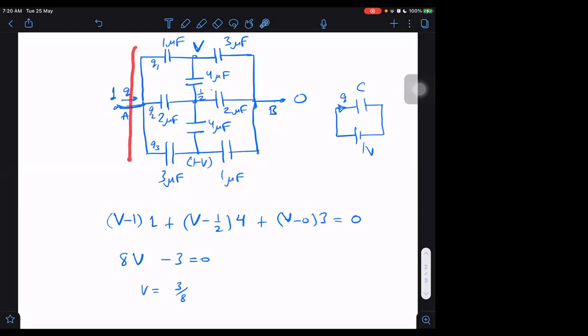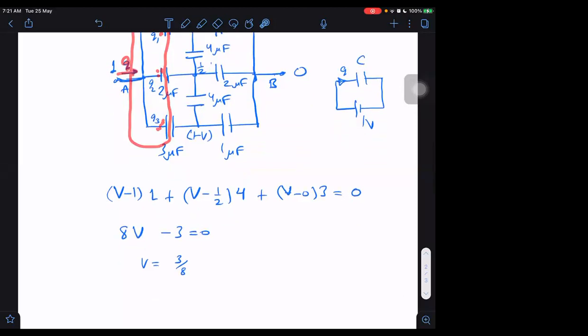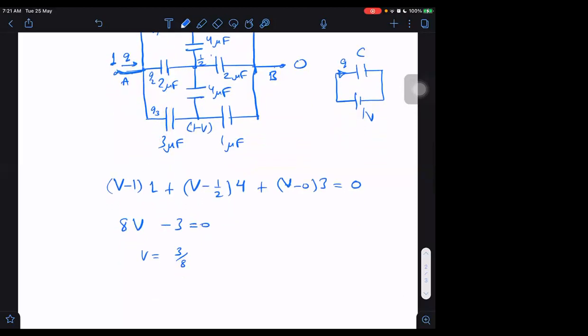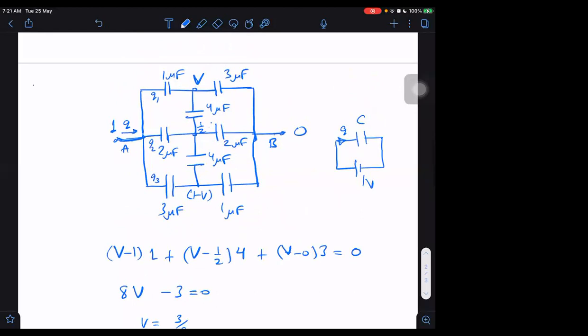Or I can apply it this way also. Initially the charge in this capacitor was 0. So whatever charge is stored now, Q1, Q2, Q3, must have come from outside through this wire only. So therefore Q is equal to Q1 plus Q2 plus Q3. Okay. So what is the value of Q1, Q2 and Q3? Can you tell me?